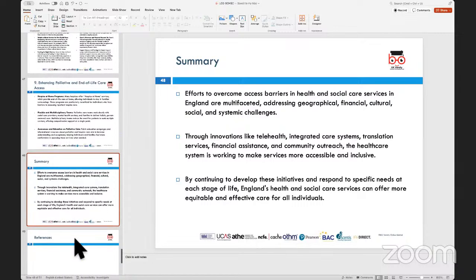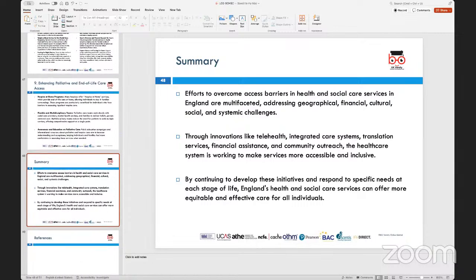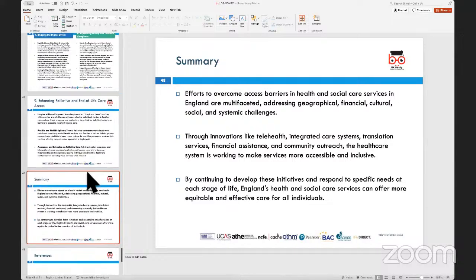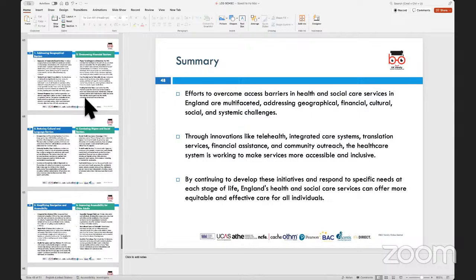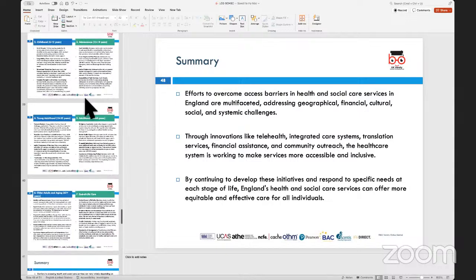So, any questions on this so far? That brings us to the end of this discussion of the learning outcome, which basically focuses on understanding health and social care provision for different ages and different stages of life.